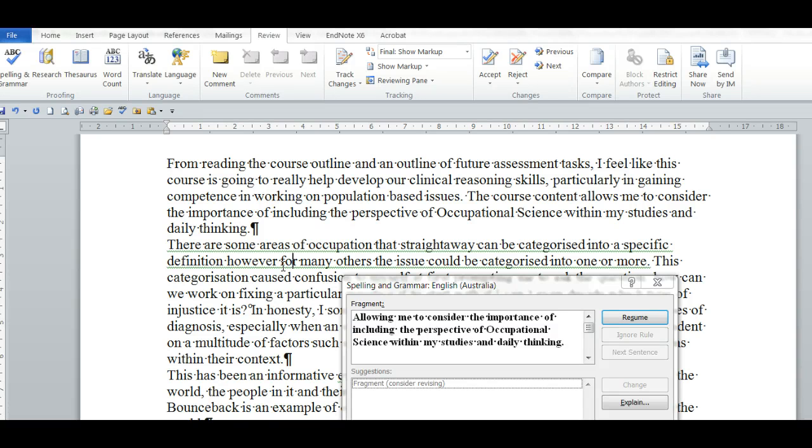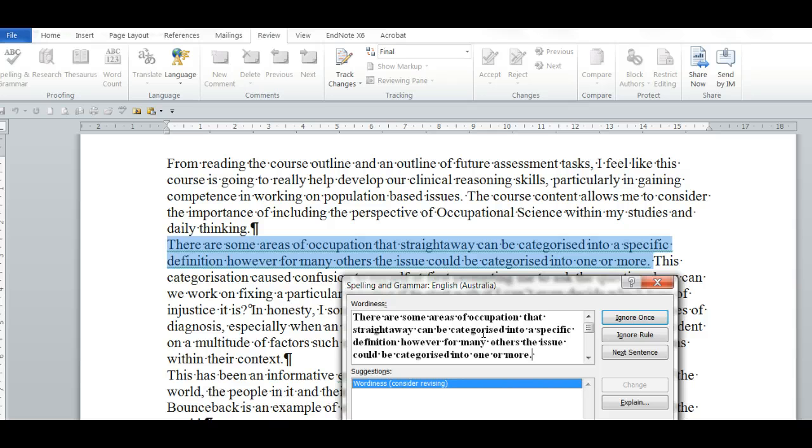Okay, so that just changes it, again, makes it more direct and gets rid of the fragmentation. And you could have done it, allowing me to consider the importance of including the perspective of occupational science within my studies and daily thinking enables me to clinically reason better. Something like that, where you could add a phrase, but basically this is just an incomplete sentence.